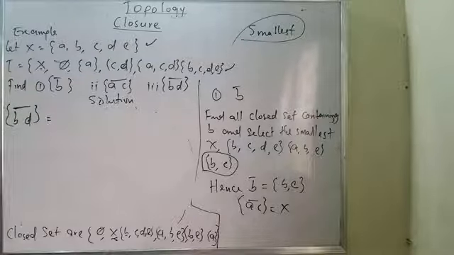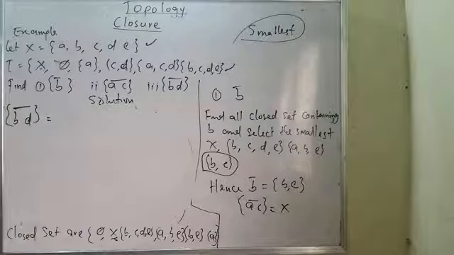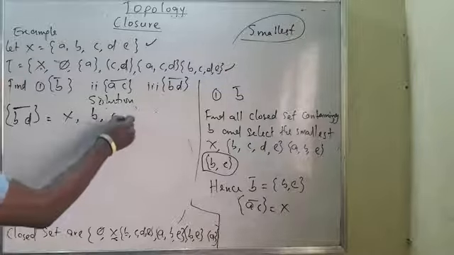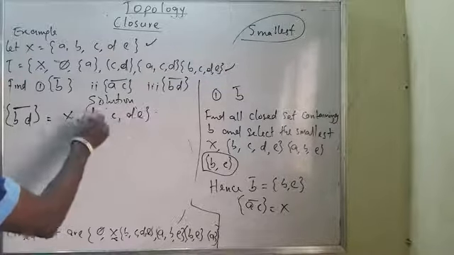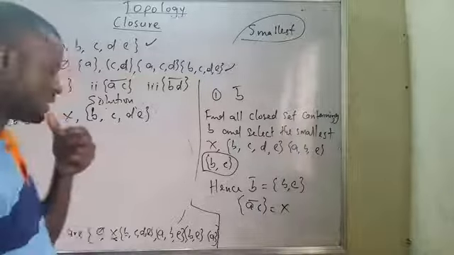Look at the closed sets. The ones that contain BD are X and B, C, D, E. What else do I have there? B, E and A are not what we are looking for. These are the two sets that contain BD in the given set.